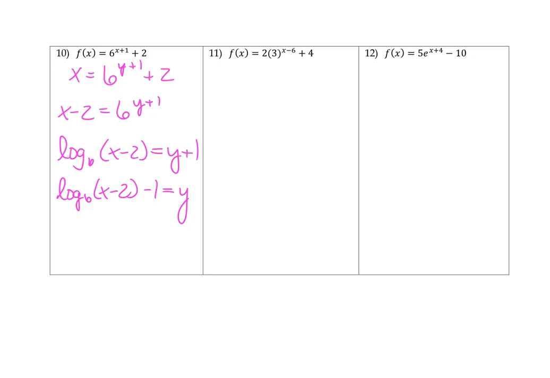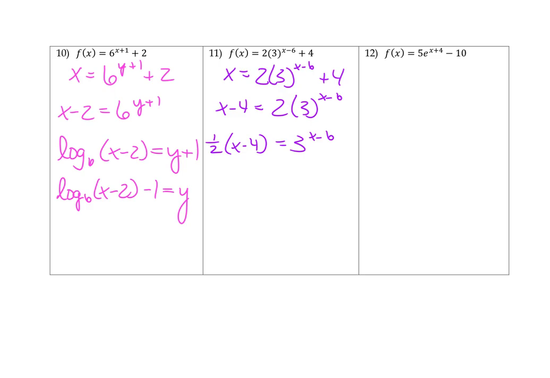Okay, this next one, where y is, I put x, 2, base of 3, x minus 6, plus 4. So I'm going to subtract that 4. I'm going to divide by 2 or multiply by the reciprocal. As you know, I like to multiply by the reciprocal.